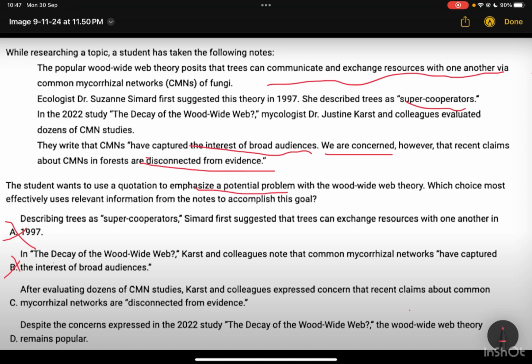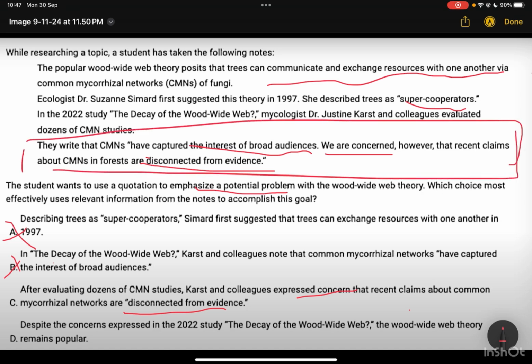For C, after evaluating dozens of studies, Carson and colleagues expressed concern that recent claims about common mycorrhizal networks are disconnected from evidence, which is in this final sentence here. So C could be a correct answer. For D, despite the concerns expressed in the 2022 study, the decay of the World Wide Web, the World Wide Web theory remains popular. So it's saying that despite the concerns, it remains popular. So it doesn't emphasize a potential problem. So C is the correct answer.